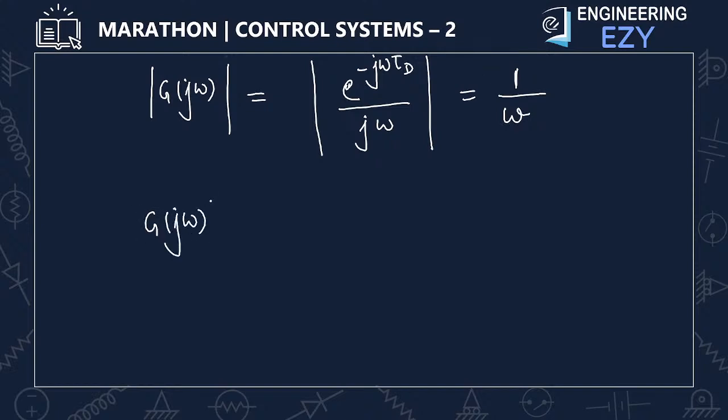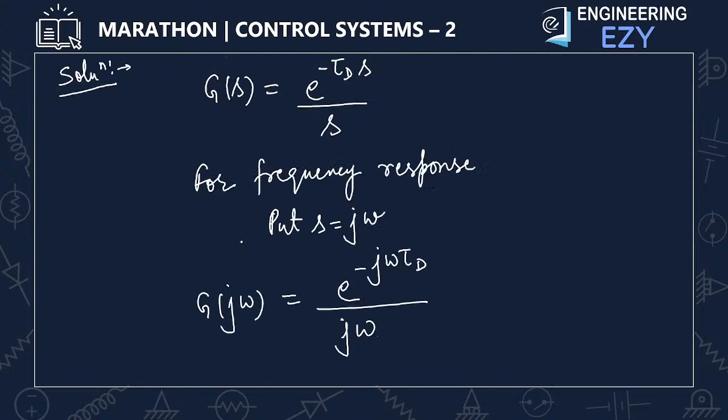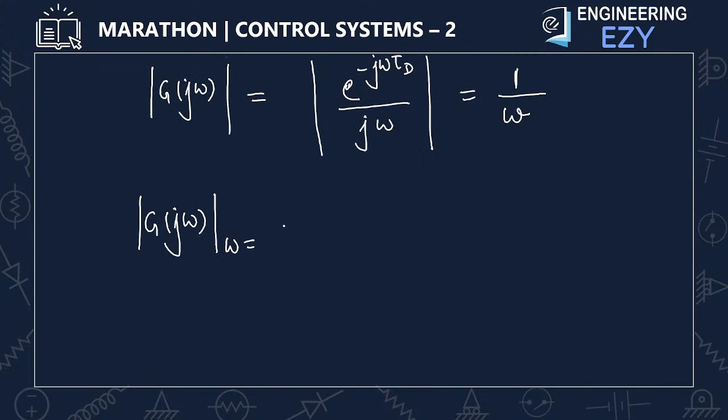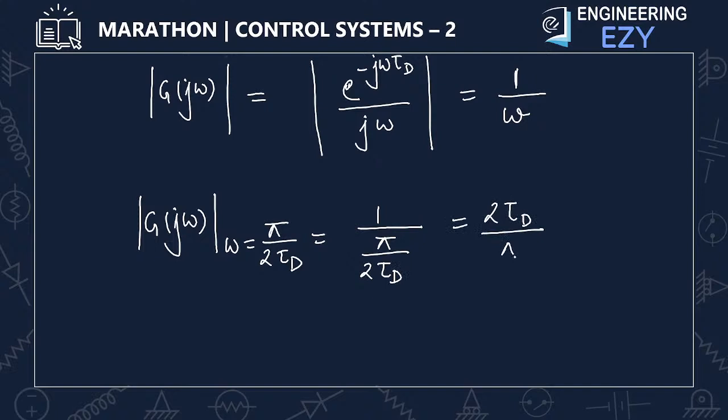So what do I get? Modulus of G(j omega) at omega equal to the frequency pi by 2 tau d is 1 upon omega. Omega can be written as pi upon 2 tau d. So the correct answer is 2 tau d divided by pi. That is the magnitude of this transfer function at this particular frequency.